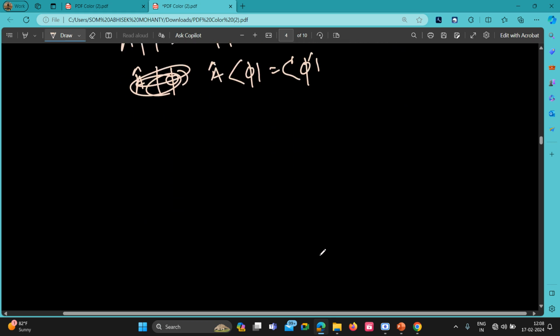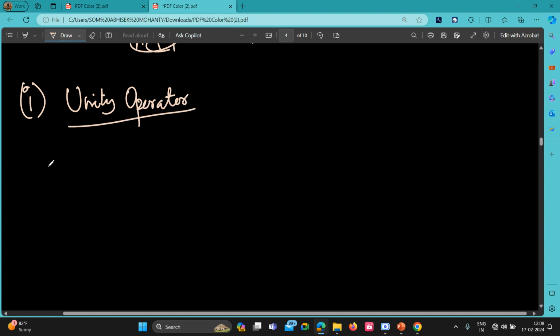Okay, so let's write some examples of some operators. For example, first operator is called unity operator. What is a unity operator? Okay, it leaves any ket unchanged.